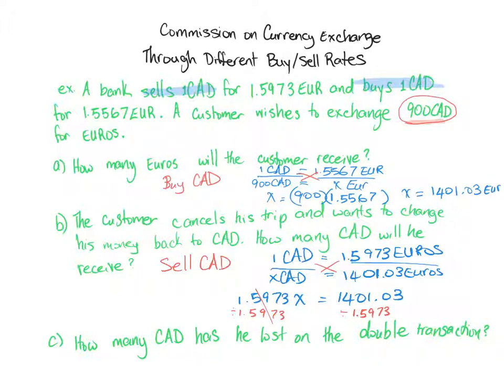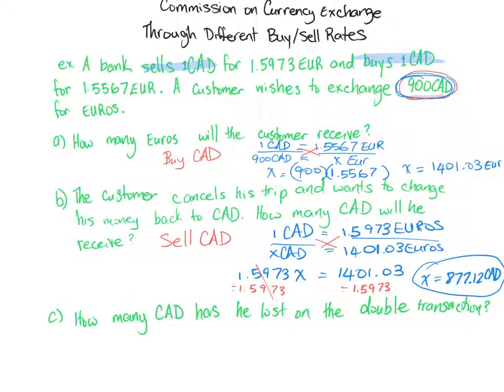And we get that x is equal to 877.12 Canadian dollars. Now, notice he didn't get back the amount of Canadian dollars he started with. He started with 900 Canadian dollars, and he ended up, because of his indecisive nature, with 877.12 Canadian dollars. That means he lost some money here.